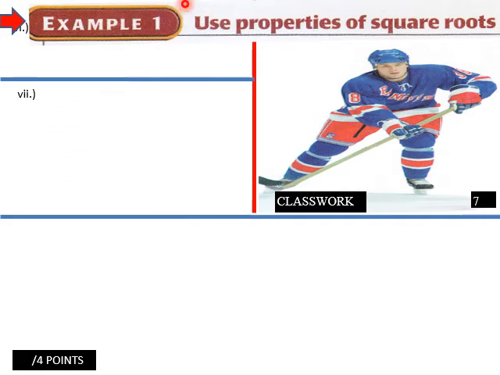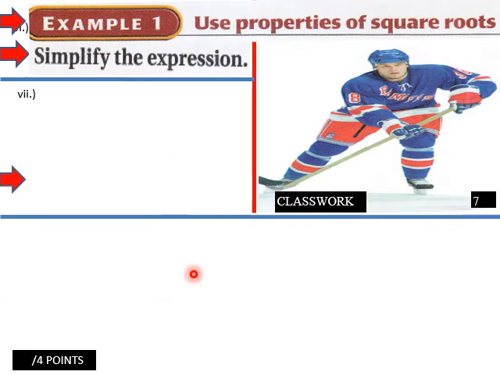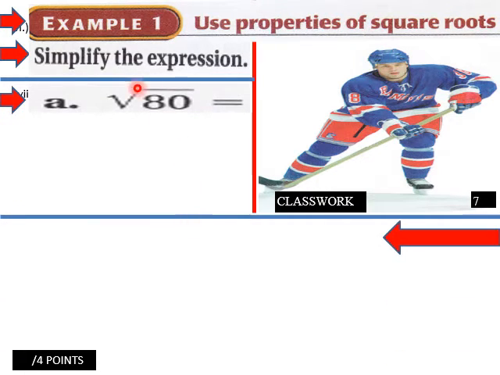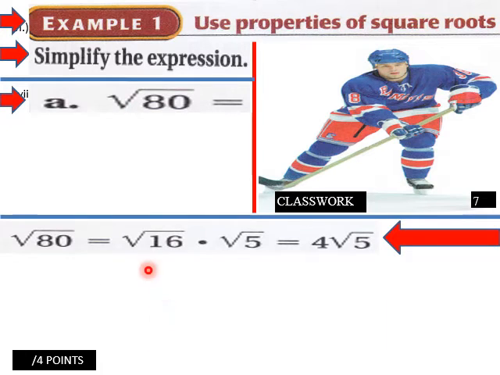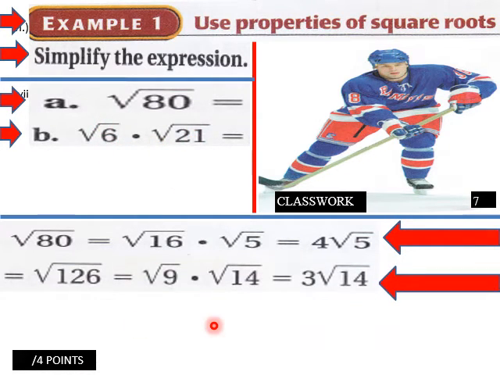Okay, example 1, use properties of square roots to simplify the expression. So we have radical 80. We factor out a radical 16, which is a perfect square, and we get 4 times that. And then radical 6 times radical 21 is radical 126. We can factor out a radical 9, which is a perfect square, and we get that.